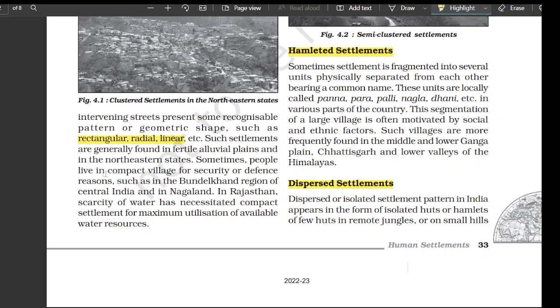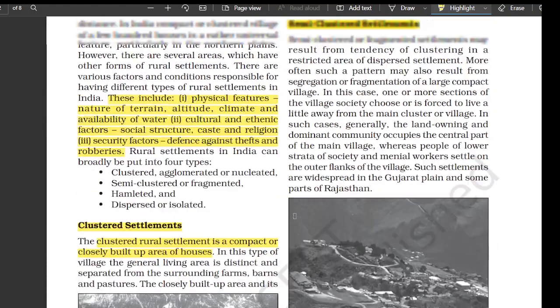Sometimes people live in compact village for security or defense reasons, such as the Bundelkhand region of central India and in Nagaland. In Rajasthan, scarcity of water has necessitated compact settlement for maximum utilization of available water resources.